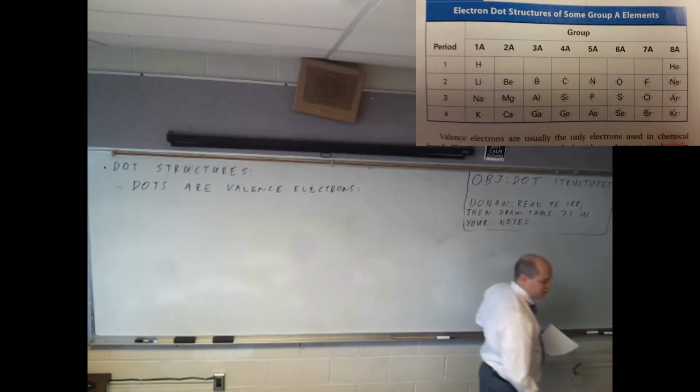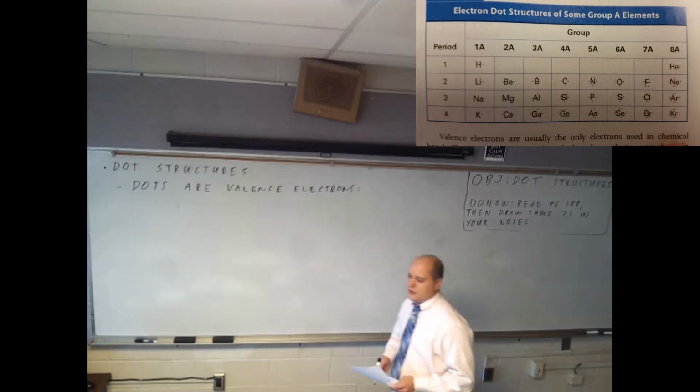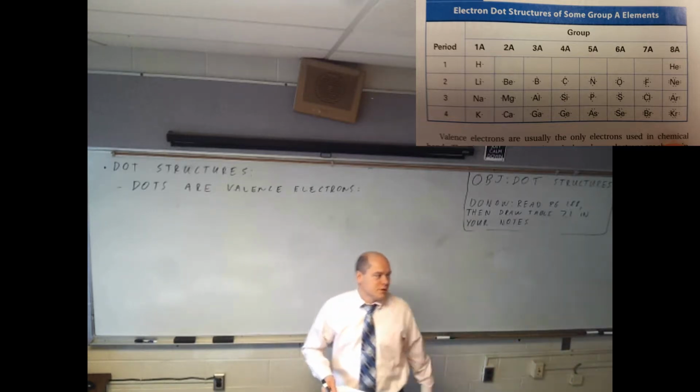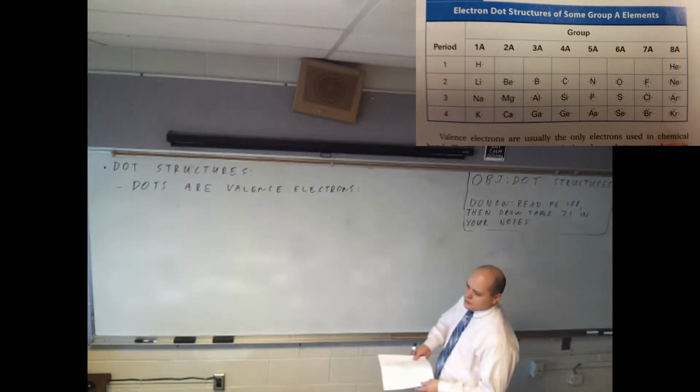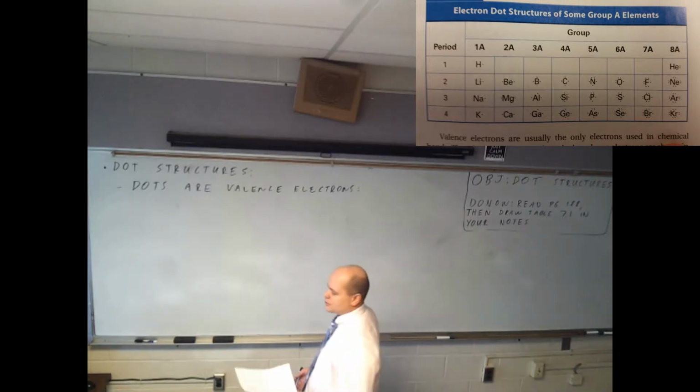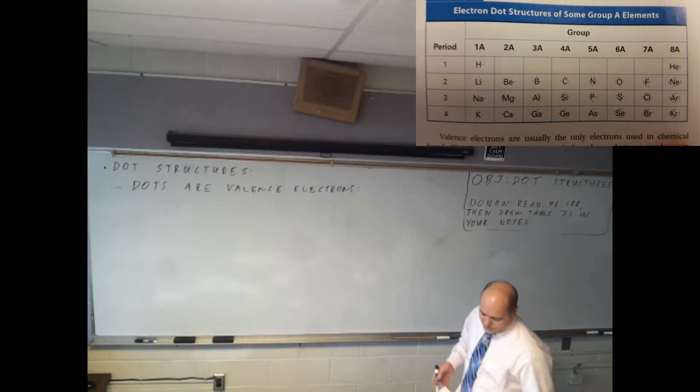And so you look, everything in group 1, hydrogen, lithium, sodium, potassium, and even the rest of the row down, rubidium, cesium, francium, they're all going to have one dot, right? Because they all have one valence electron. All the group 2 ones have 2 valence electrons. All the group 3, aluminum down, have 3 valence electrons, and so on.